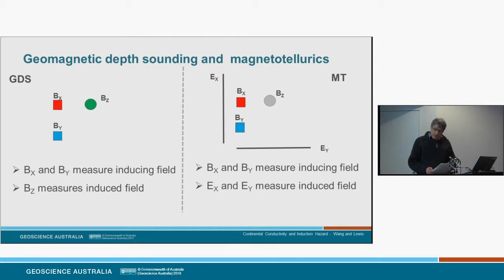So MT data provides better depth information than the GDS data, but the GDS data are not affected by galvanic distortion, which can complicate MT data. So it's this GDS survey data, magnetic field variations, which were collected at the AWAGS stations, which we're using for our study here.